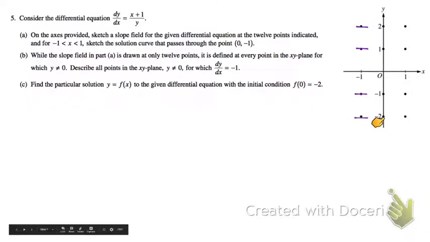So this is the point (0, -2). If I plug in 0 for x and -2 for y, I get 0 plus 1, which is 1, over -2. That's 1 over -2, or -1/2. If I plug in (0, -1), that will be 1 over -1, so that's -1. If I plug in (0, 1), that would be 1 over 1, which is +1. If I plug in (0, 2), that will be 1 over 2, which is 1/2.